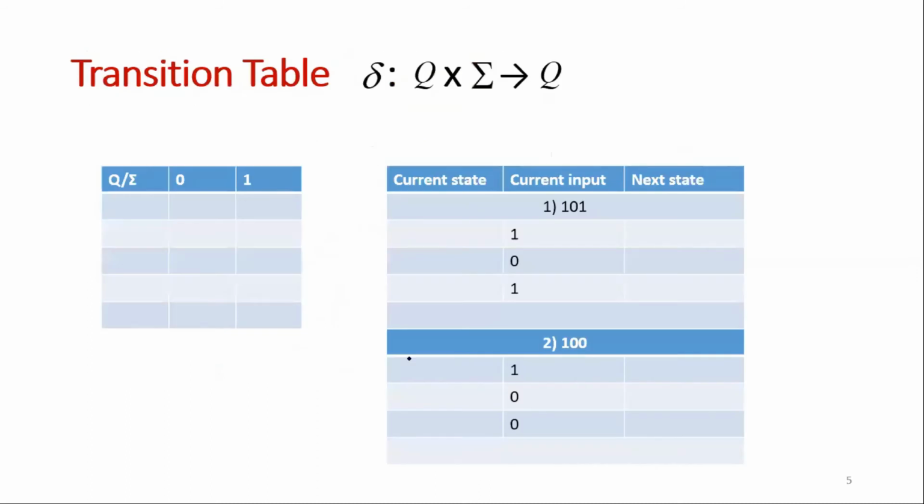Now let us write the transition table from the transition diagram. The transition table will map Q cross sigma to Q. That is, from the current state and current input we will have the next state. So the transition table represents Q and sigma. That is, columns will represent input and rows will represent states. Let us write the first state, that is Q0. In Q0, if I get 0, I'll go to Q1. If I get 1, I will go to Q3.